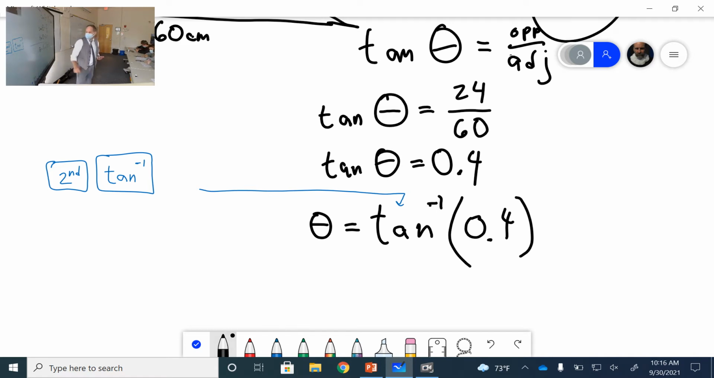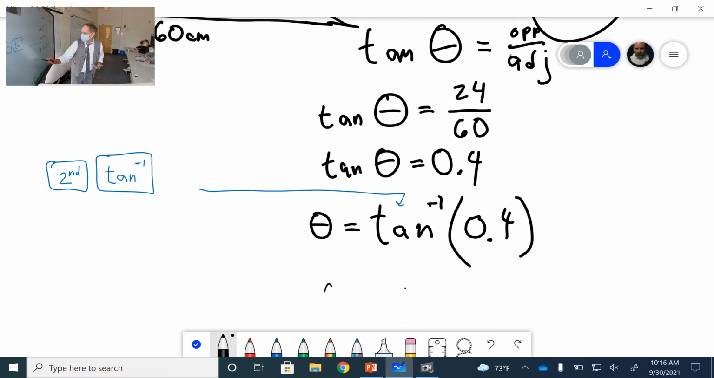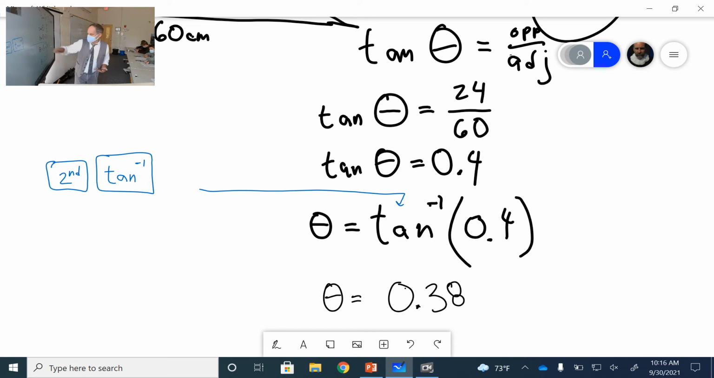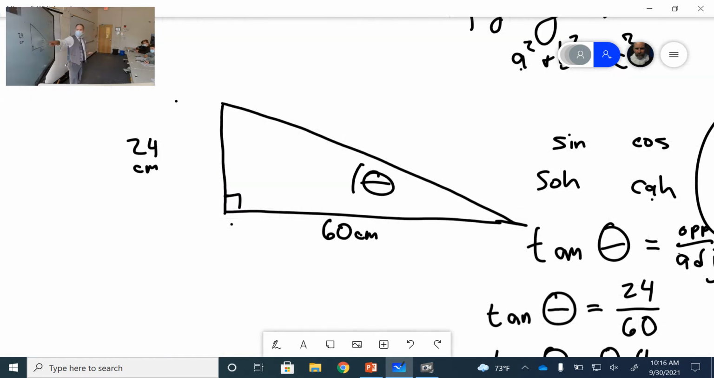So what do we get for theta? 0.38. Okay, so we get a calculator. It says 0.38. I'm going to go back here. Does this look like a 0.38 degree angle? No. What's wrong? Is the calculator broken? No. Why did it say 0.38?